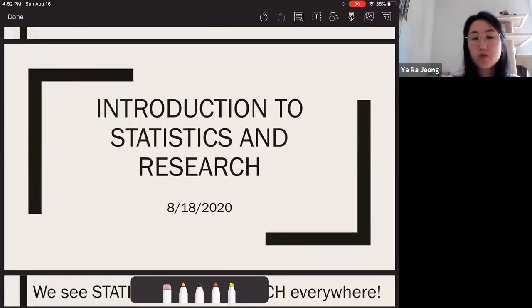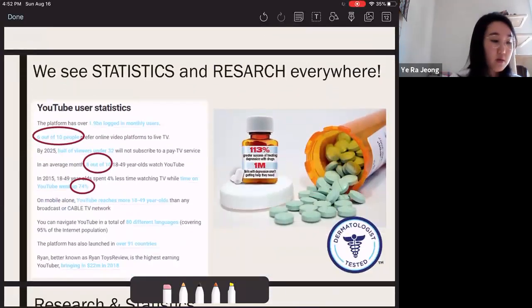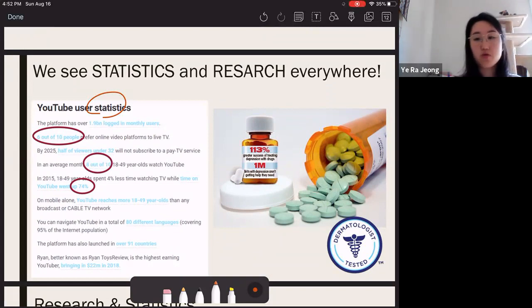Chapter 1 is Introduction to Statistics and Research, and a lot of people start this course feeling unfamiliar with both. A lot of people feel intimidated by the words statistics and research, but in fact, we see statistics and research everywhere. I'm sure you've heard user statistics or any statistics online that describe how many people out of this many people do this.